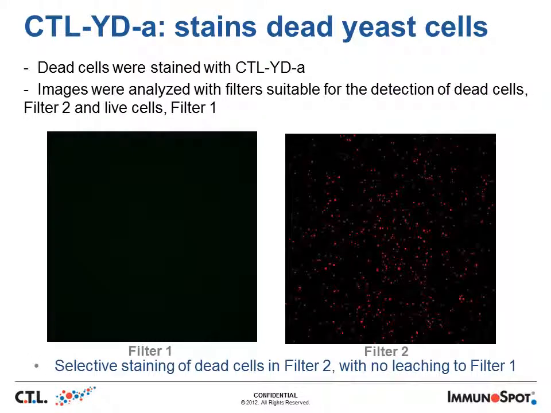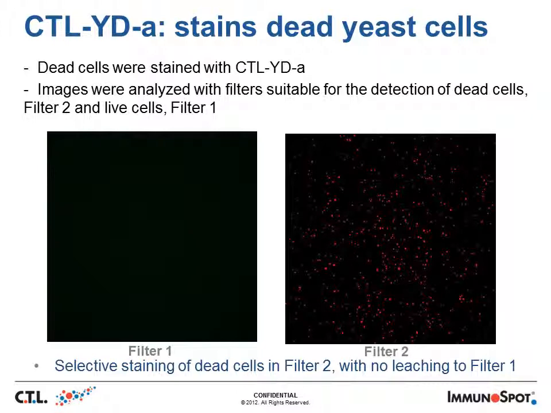As I mentioned earlier, the CTL-YD has two components. The CTL-YD-a component stains dead cells. So in order to look at that in more detail, we took dead cells and stained them with this component alone. The images were analyzed with two different filters. Now, these filters are used to detect the emissions from the fluorescent dyes.